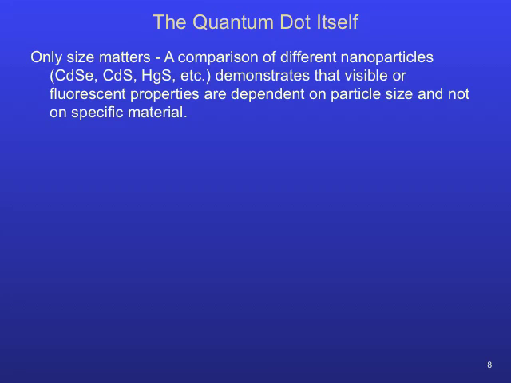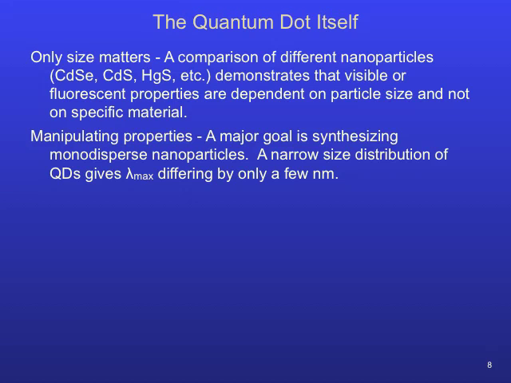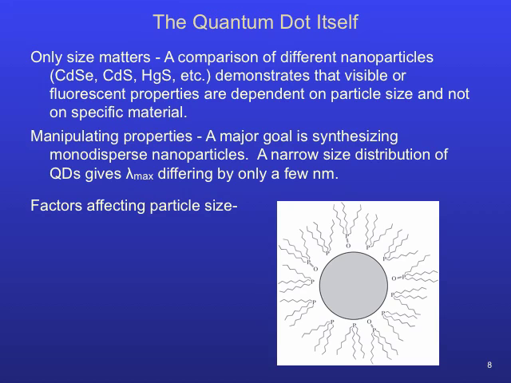Interestingly, the chemical composition of the particle does not impact the visible or fluorescent appearance of the quantum dot. The particle size, however, does have an effect on the appearance. The major goal of this experiment is to synthesize monodisperse quantum dots, that is, particles that are relatively small, 100 nanometer or less, and uniform in size. Quantum dots differing in size by only a few nanometer will have their lambda max in the visible spectrum differ by only a few nanometer. In other words, close but clearly not the same.